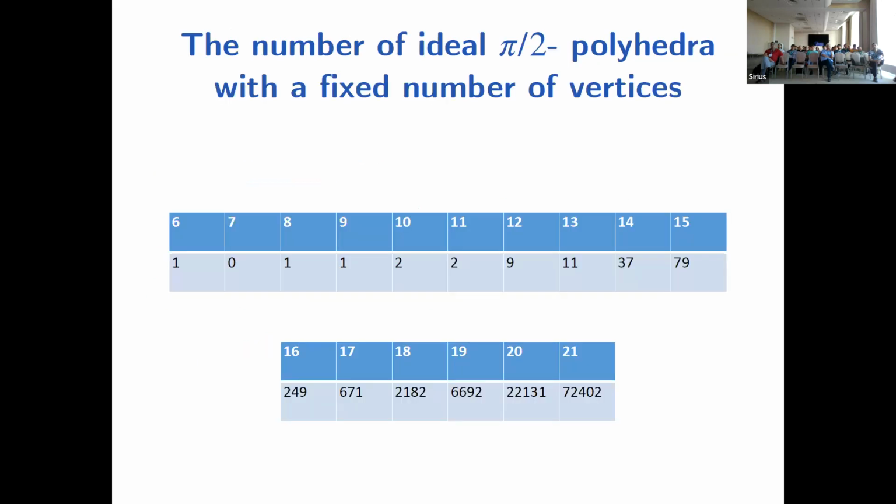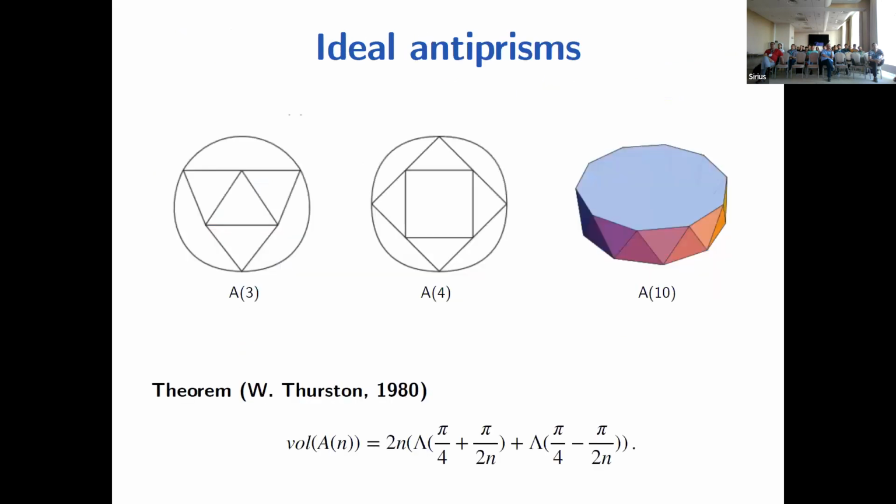This table shows how many graphs for different numbers of vertices satisfy this theorem. For example, for number of vertices equal to 6, we have only one graph which satisfies this theorem, and so only one ideal rectangular polyhedron. And this is an octahedron. And when the number of vertices is equal to 21, we have more than 72,000. The example can be antiprisms.